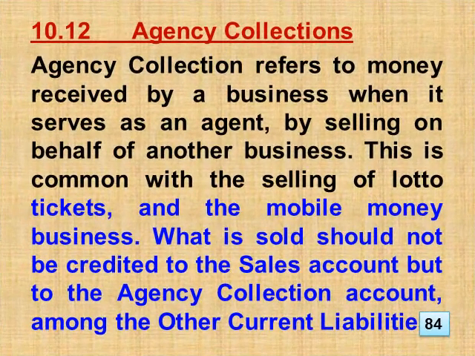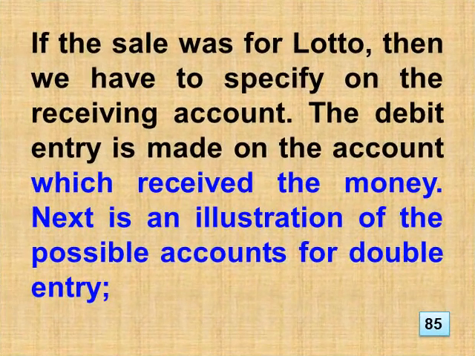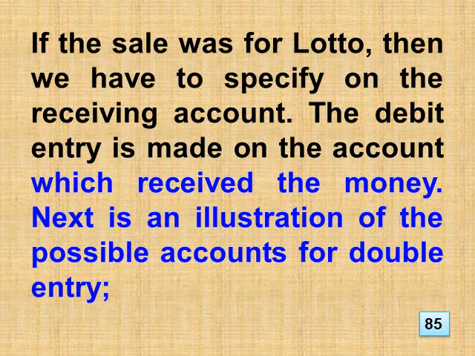Section 10.12. Agency collections. Agency collection refers to money received by a business, when it serves as an agent, by selling on behalf of another business. This is common with the selling of lotto tickets, and the mobile money business. What is sold should not be credited to the sales account but to the agency collection account, among the other current liabilities. If the sale was for lotto, then we have to specify on the receiving account.